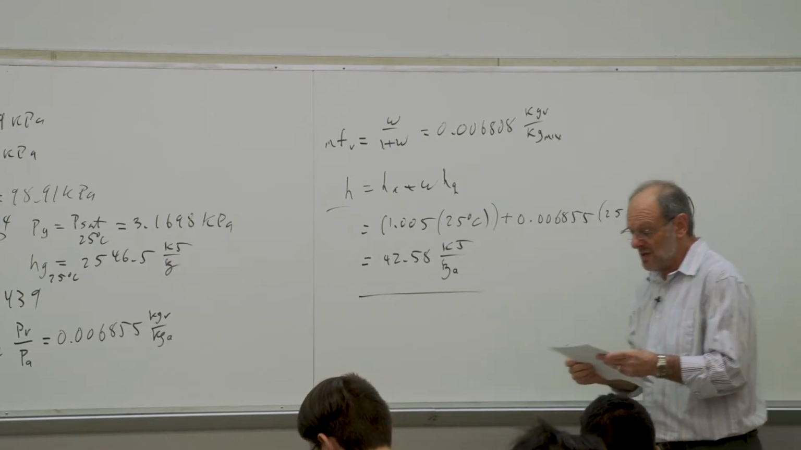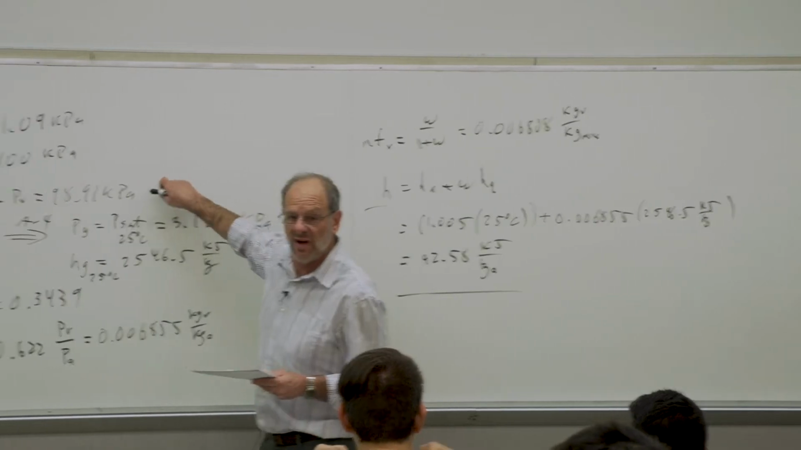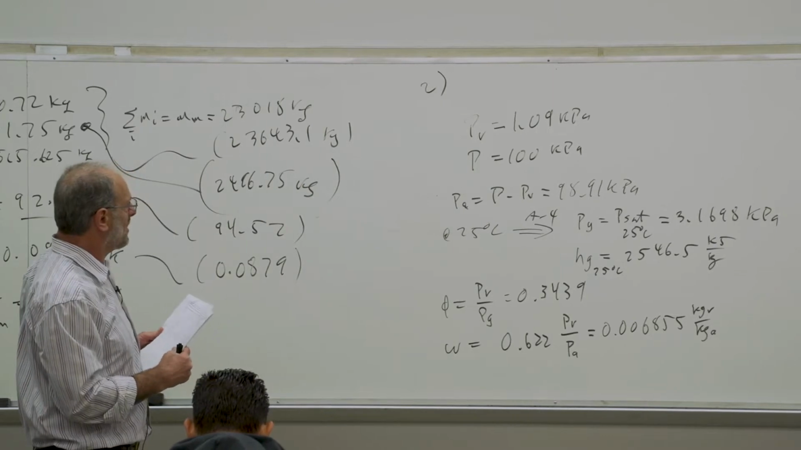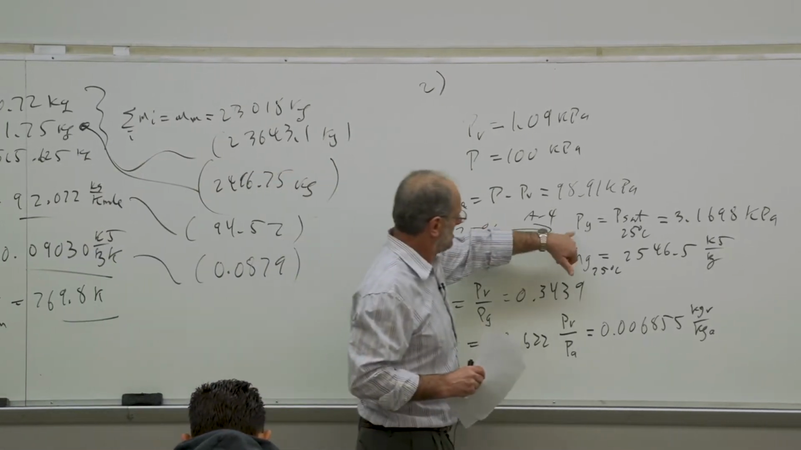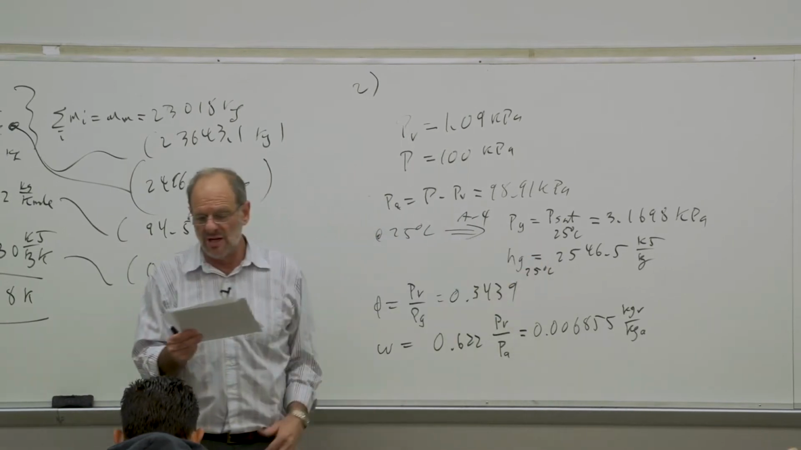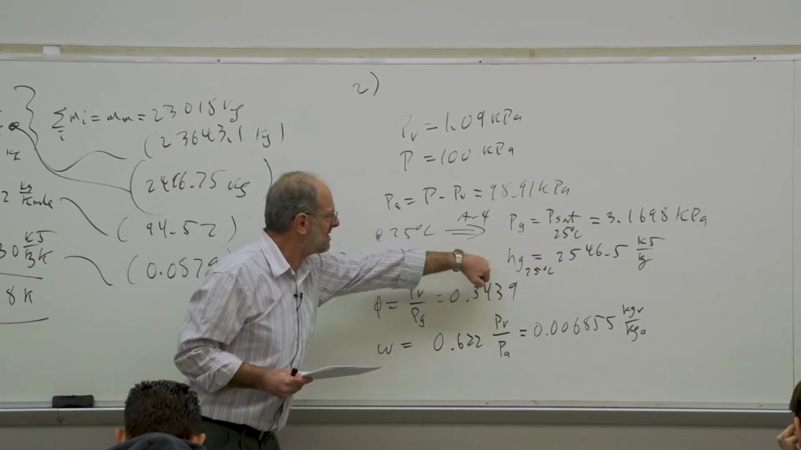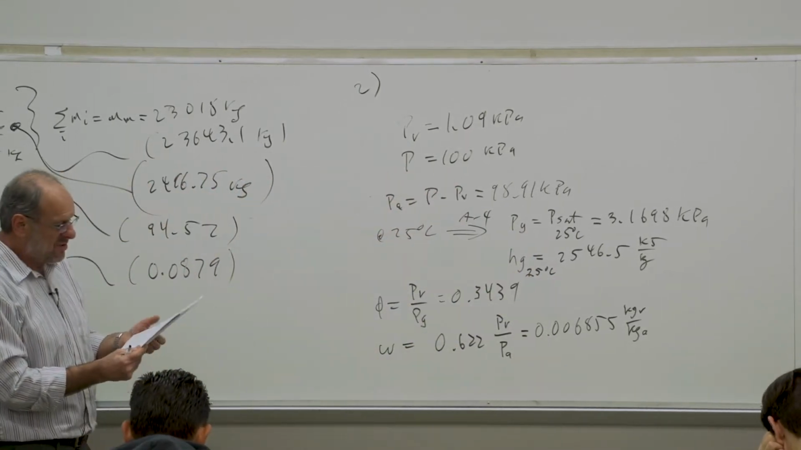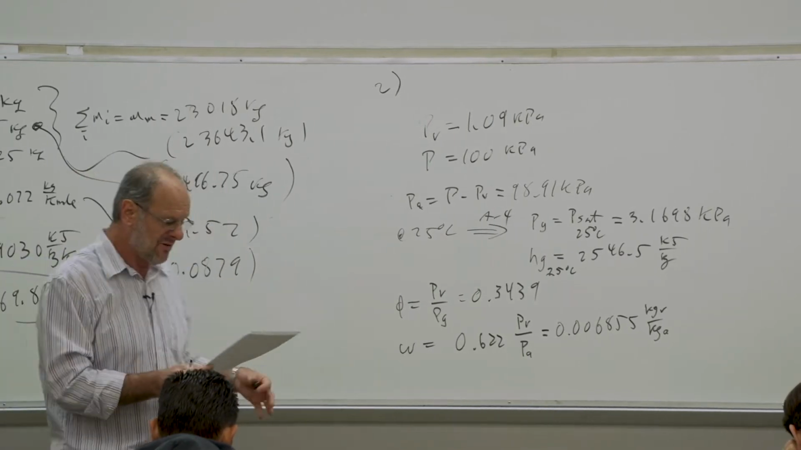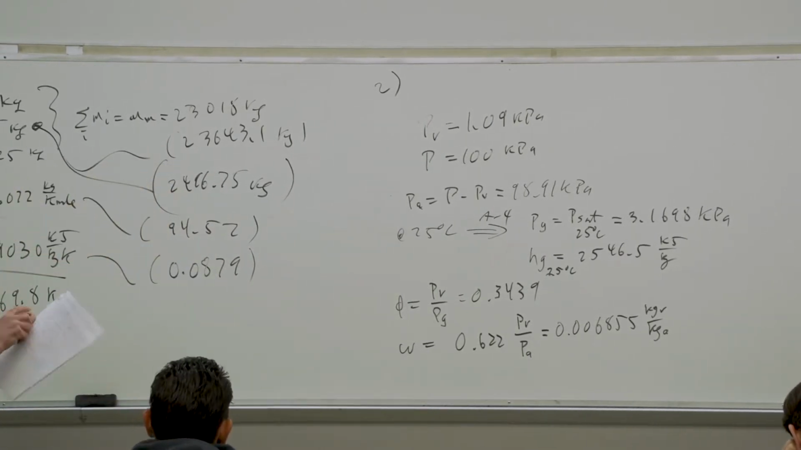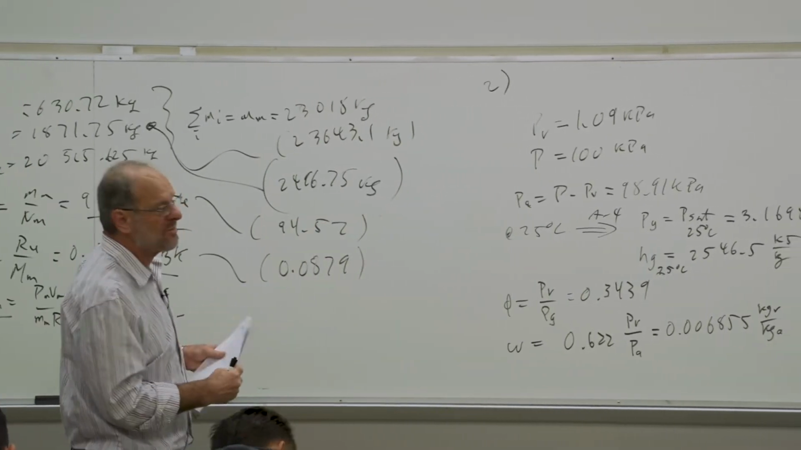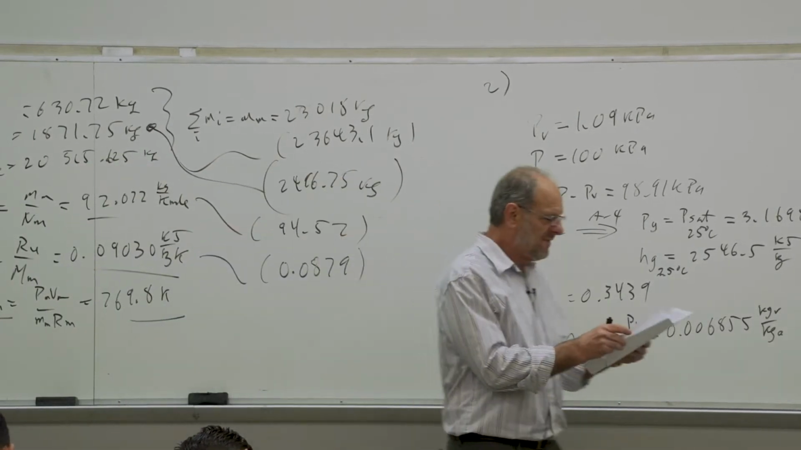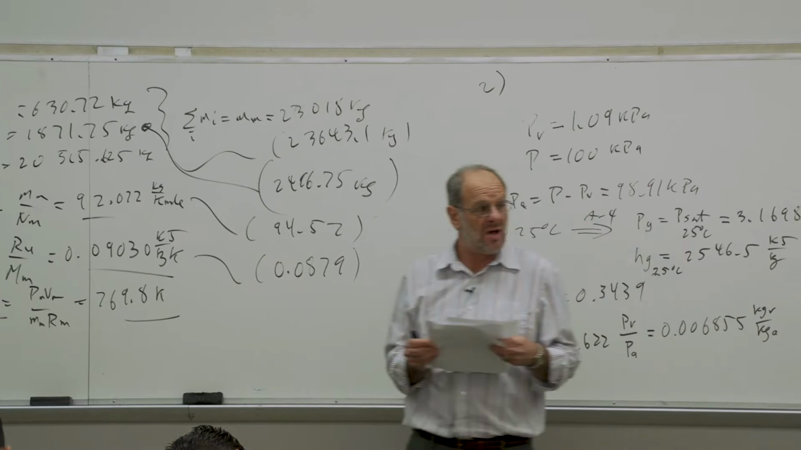So as far as the grading goes on this one, 2 points for correctly finding the partial pressure of the dry air. Another 2 points for knowing that P_g is the saturation pressure at the given temperature. Another point for pulling the enthalpy data out at the proper temperature. And then lastly, 2 points for everything else. 2 for finding phi and omega, the mass fraction. 2 for finding H of the dry air using that equation with the right temperature in Celsius, and then 2 points for finding the enthalpy of the mixture. So a total of 15 on that one. Any questions on that problem?